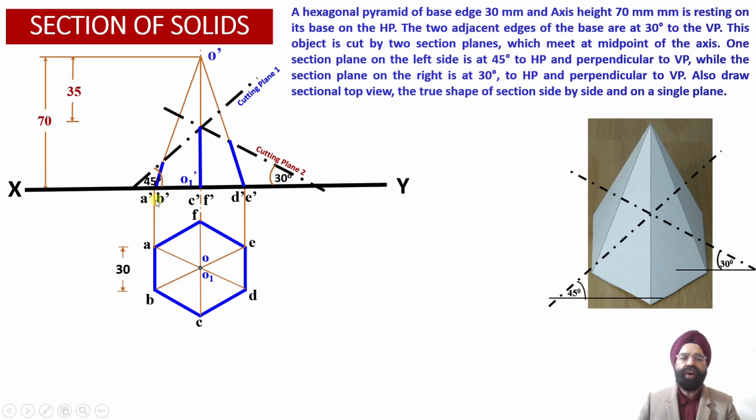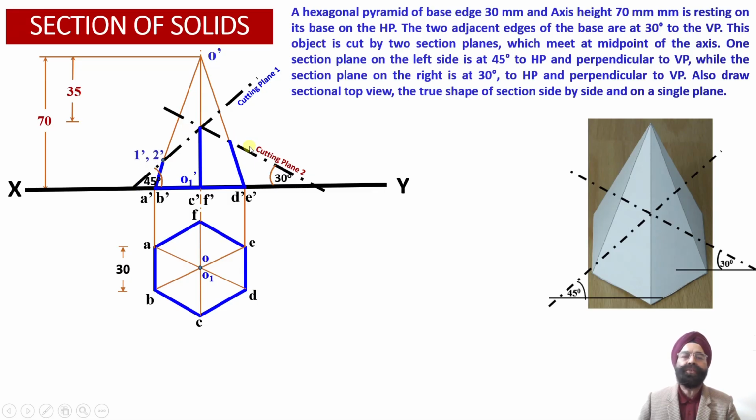So this portion of the solid is left behind after the truncation of this hexagonal pyramid by two cutting planes which are inclined at the angles of 45 degree and 30 degree with respect to the horizontal plane. Now we are required to obtain the sectional top view corresponding to these two cutting planes, and we are also required to evaluate the true shapes of the cut sections which are obtained by cutting plane 1 and the cutting plane 2.